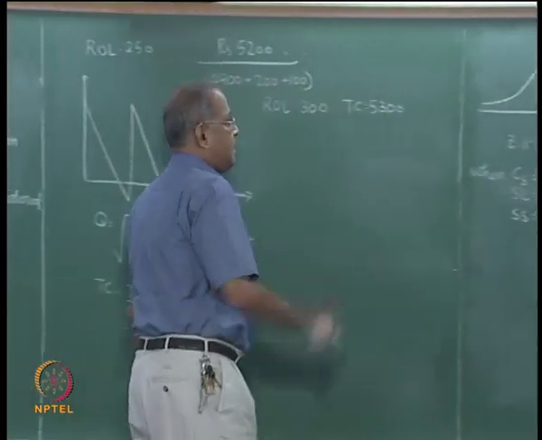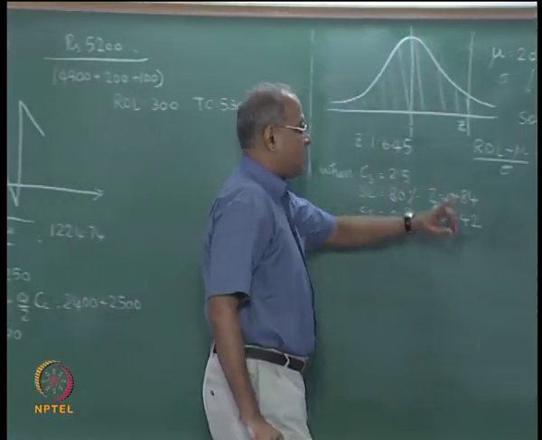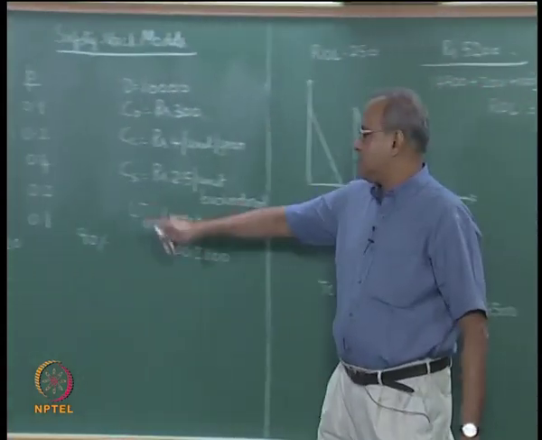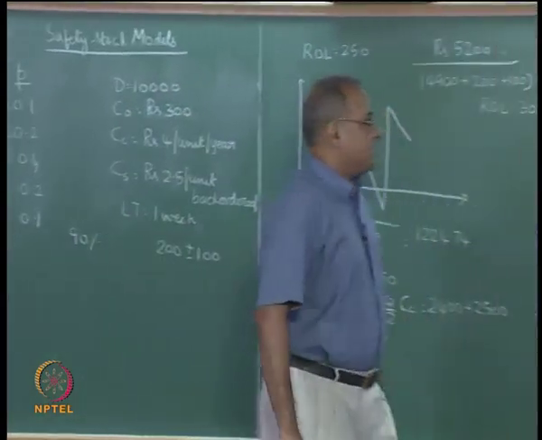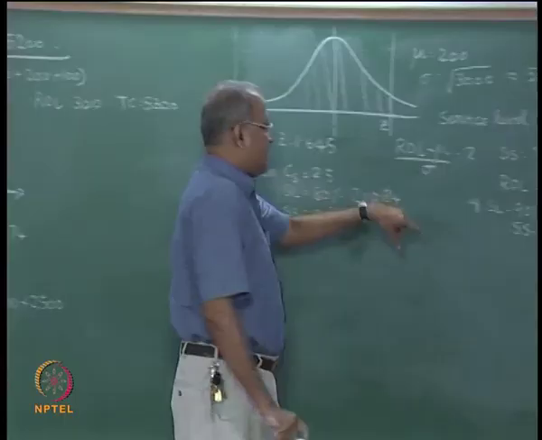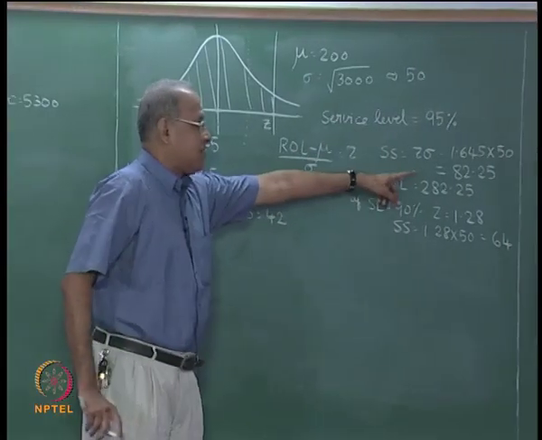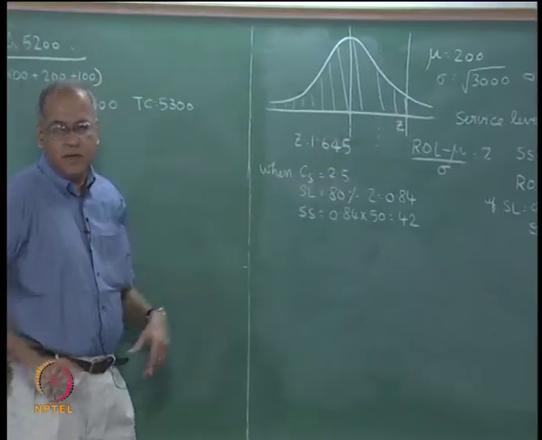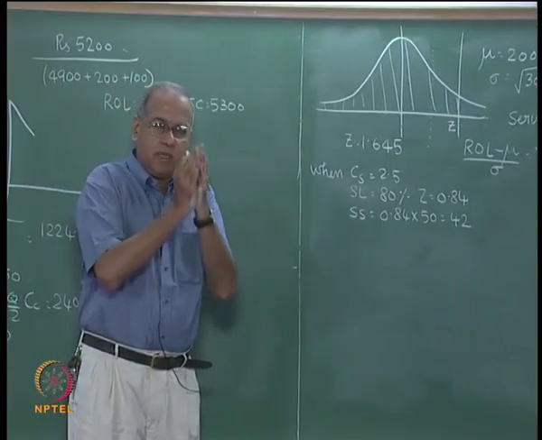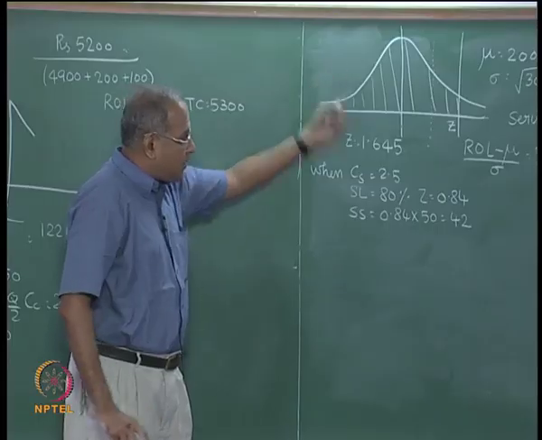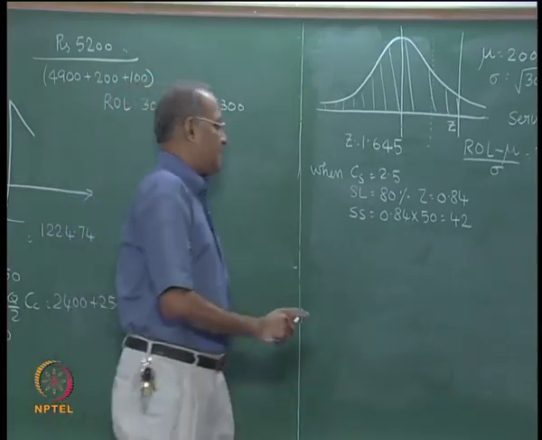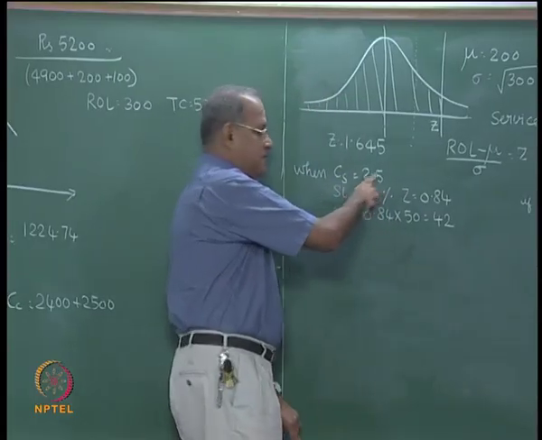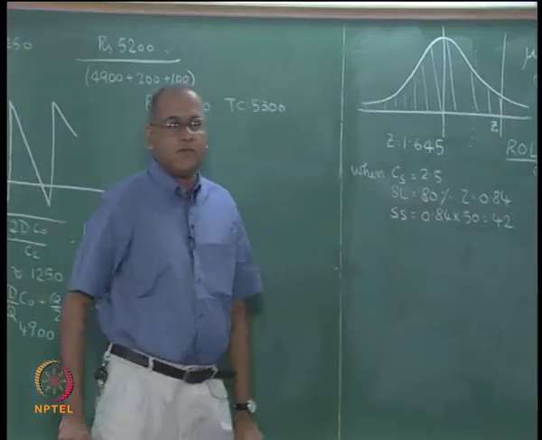So, now you see here that the safety stock actually increases a little bit when we compare the situations. If we fix the service level at 95%, safety stock is 82.25. If we do not fix the service level, but assume the shortage cost and then compute the best service level, that service level is 80% for the 2.5, which gives us a safety stock of 42.